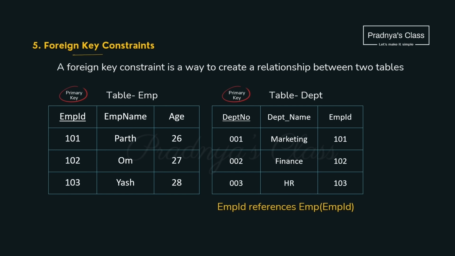And the last constraint is foreign key constraint. We know it is used to create the relationship between two tables. So here is the common column for that. To create this relationship in this table, we will apply the foreign key constraint. This employee ID refers to the employee ID of the EMP table.